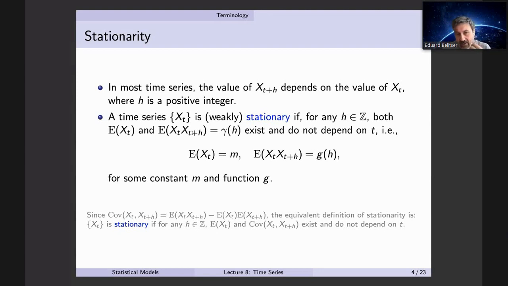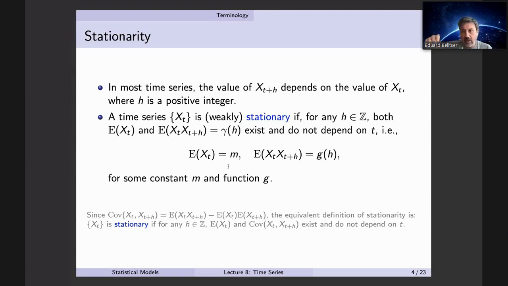There is strict stationarity and weak stationarity. We will work only with the weak one, therefore I dropped this word weakly. And it's only about correlation, okay? We are not talking about distributions, only correlation between these two. Okay, what do we require? We require that the expectation of this time series is the same all the time, okay? It just stays the same.